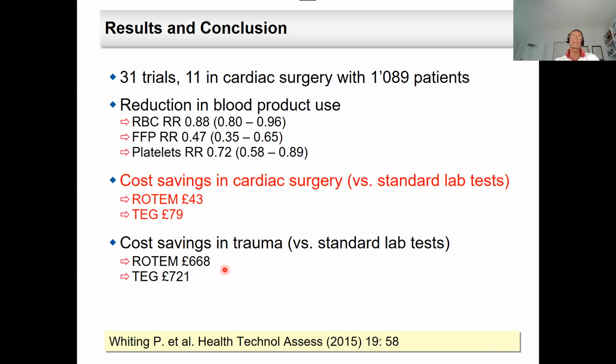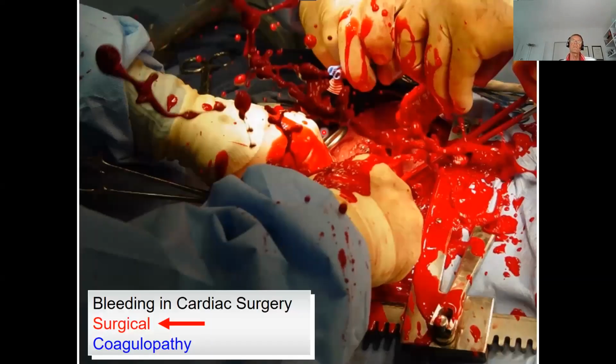So these viscoelastic tests, ROTEM or TEG, are not expensive tools, but they help saving money. They help saving the use of allogeneic blood products, and they improve clinical outcomes. This has been shown many, many times. Now, let's go to cardiac surgery.